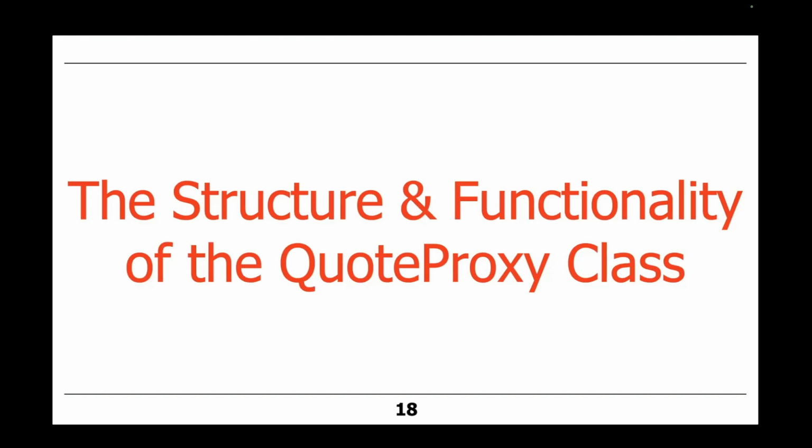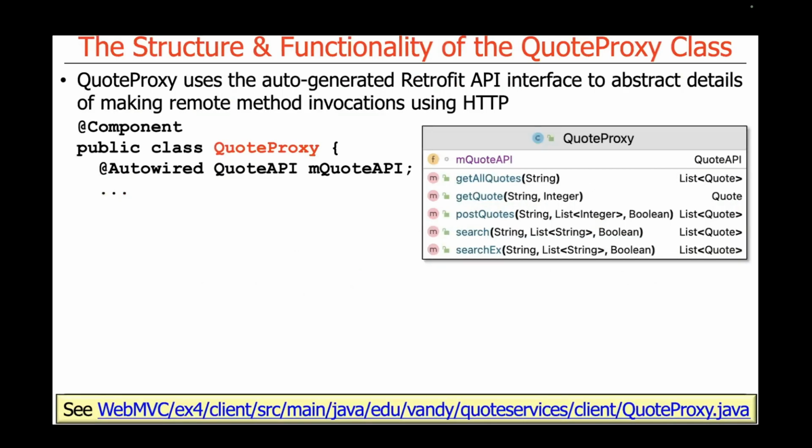Now that we've talked a bit about how the Quote API works for retrofit and how the Quote client works, let's talk about the Quote proxy. So Quote proxy uses the auto-generated retrofit Quote API interface to abstract details of making remote method invocations using HTTP. So here's what Quote proxy looks like. Again, it has very similar signatures to what we saw before. The difference being that now we're dealing with lists, not calls to lists.